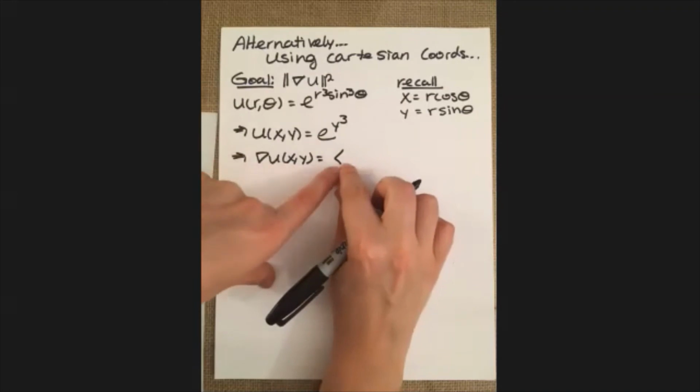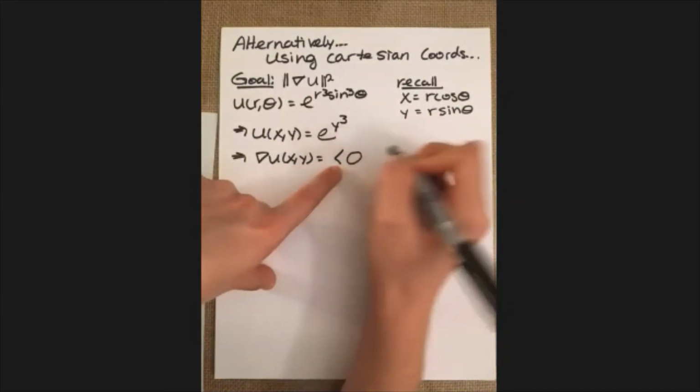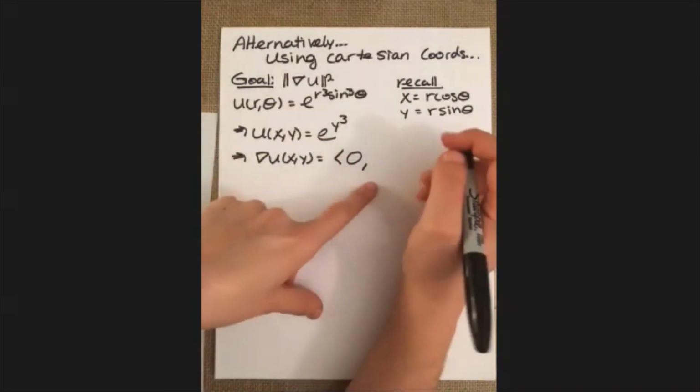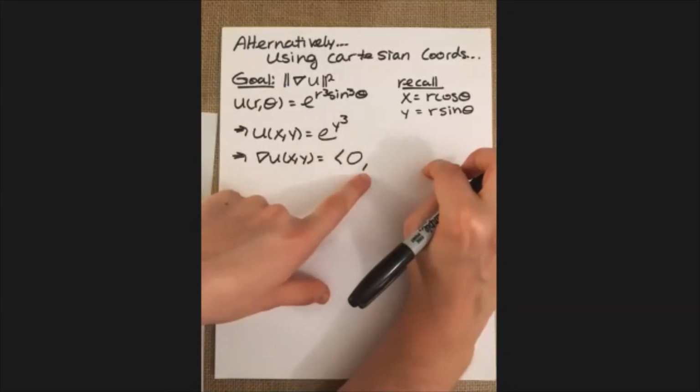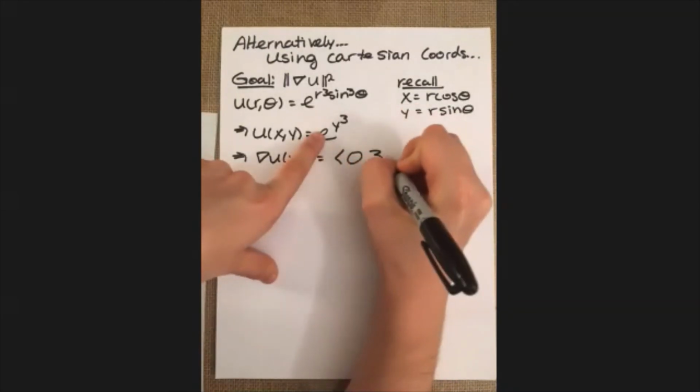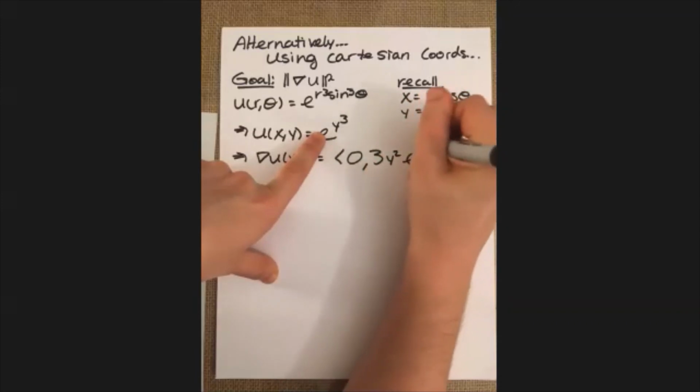well, I need the partial with respect to x in the first component, and that's just going to be 0 because there's no x's in that equation. And then I need my partial with respect to y in my second component, and that's going to give me 3y squared e to the y cubed.